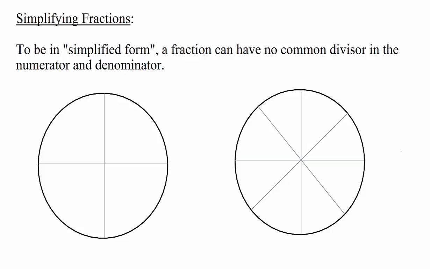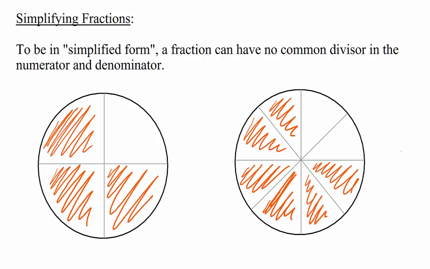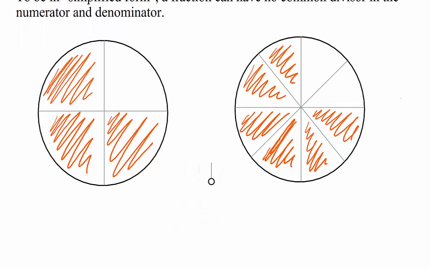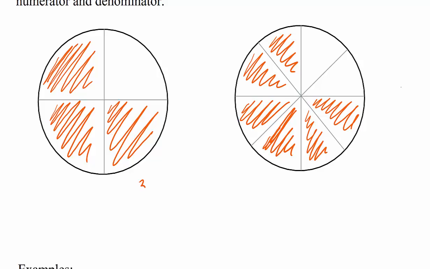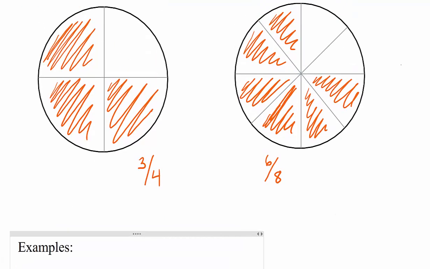So I have two identical circles here, and in the first circle, I have it divided into 4 parts, and in the second circle, I have divided into 8 parts. Now, I'm going to shade a different region in each one. So you can see in this first circle that I have shaded 3 out of the 4 possible, and in this second circle, I've shaded 6 out of a possible 8. However, if you look at the shaded region in each one, you can see that they are the same amount of space that has been shaded.